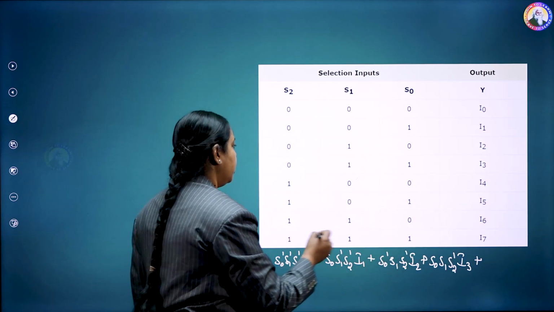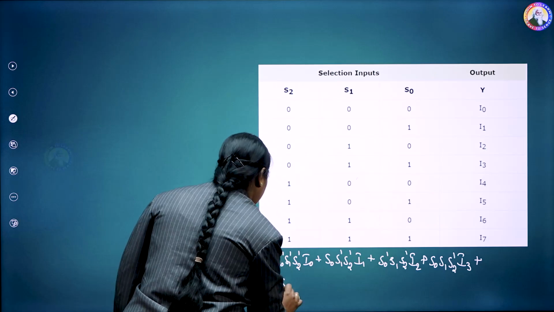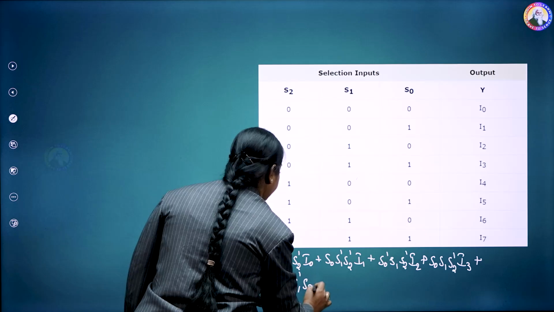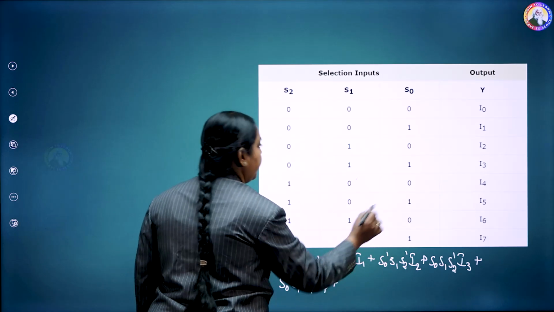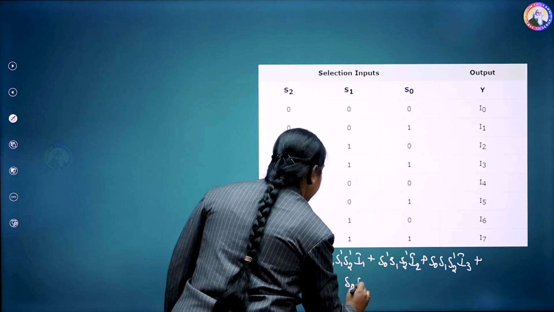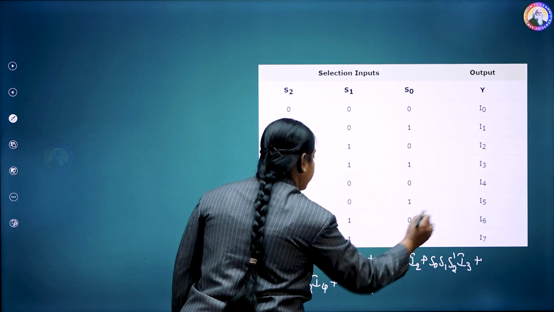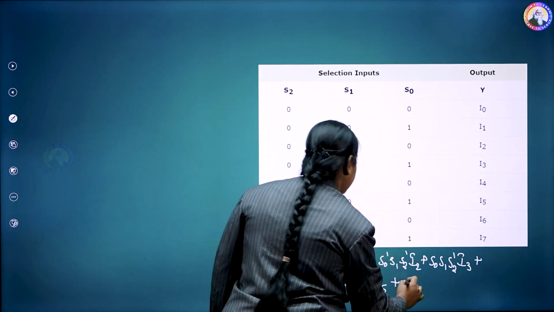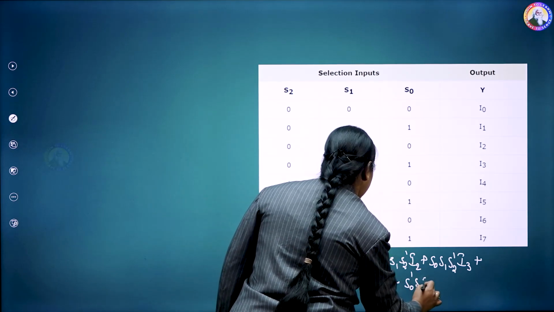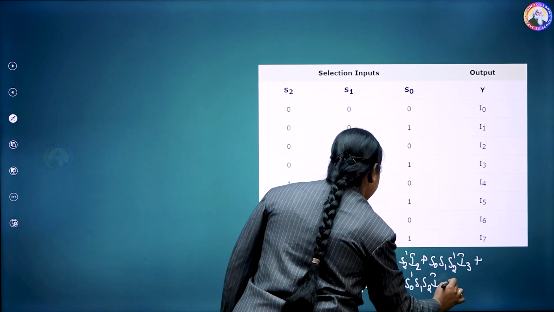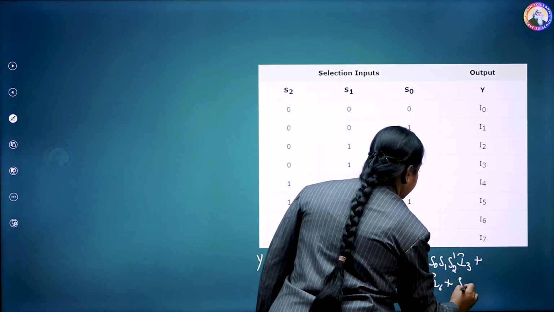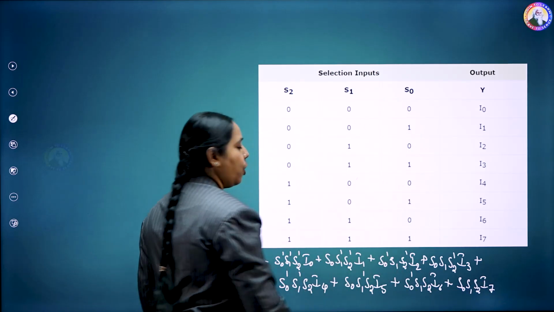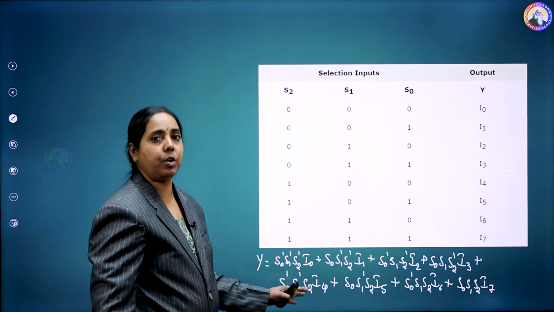to the input I4 can be written as S0 bar, S1 bar, S2, I4. With respect to the fifth input, S0, S1 bar, S2, I5, plus with respect to the sixth input, S0 bar, S1, S2, I6. With respect to the seventh one, S0, S1, S2, I7. So, this is the output representation with respect to the 8:1 multiplexer.